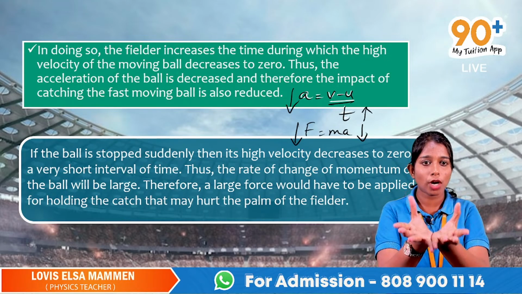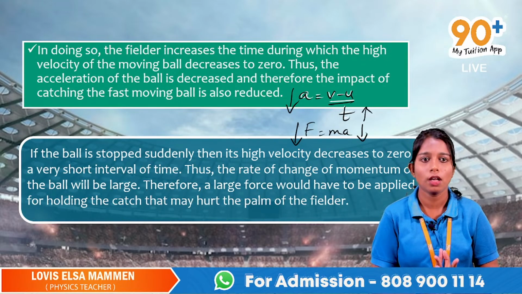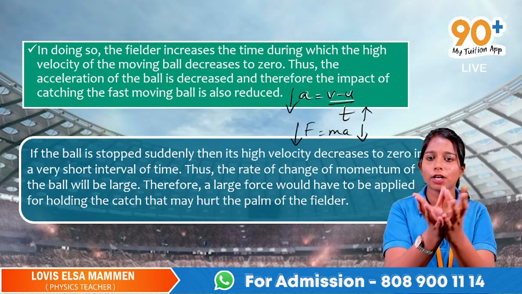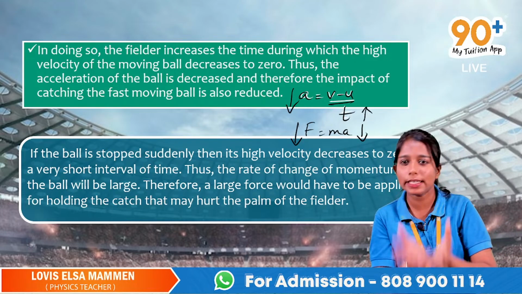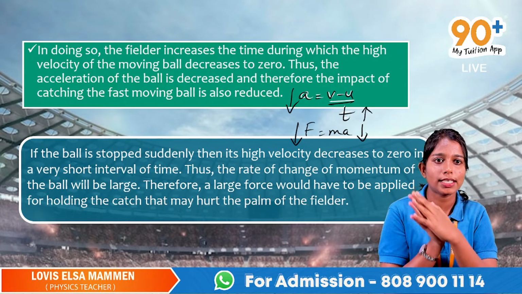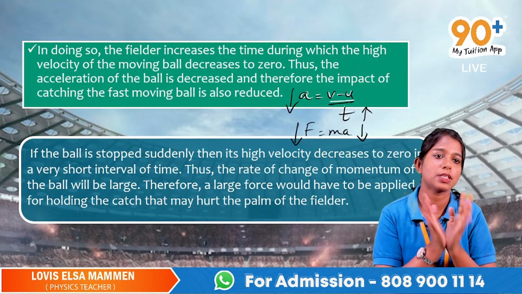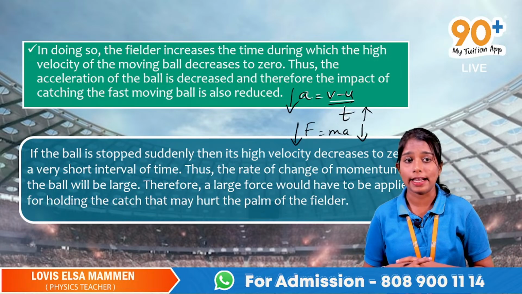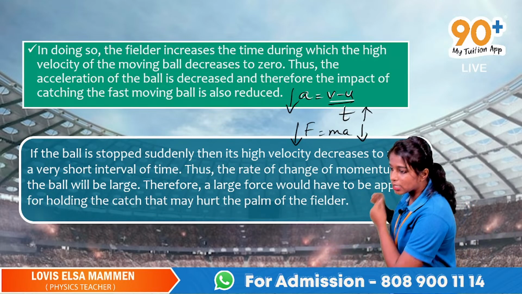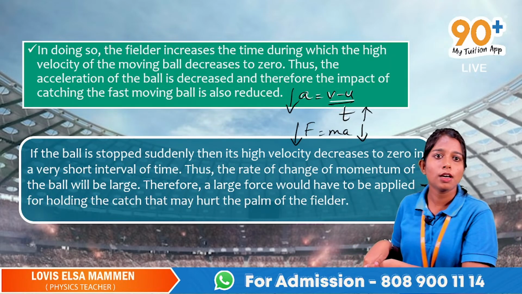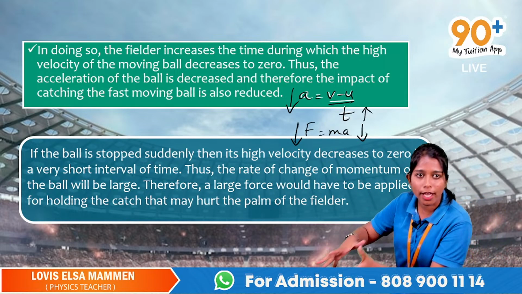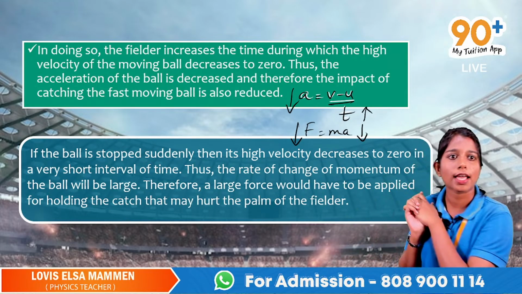So the time that you are giving the ball to reach 0 meter per second, if you catch the ball in this position, is very small. We suddenly bring a ball coming at 100 to 0. But on the other hand, if you catch this ball in this position, you are giving the ball more time to reach 0 meter per second.